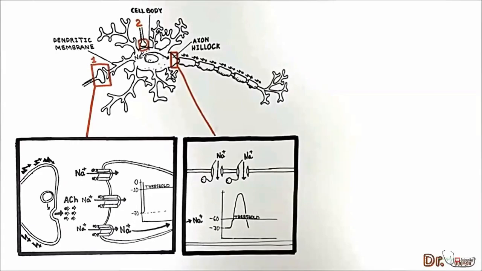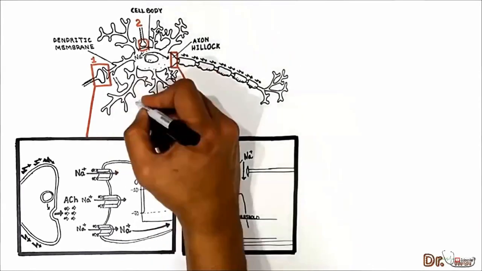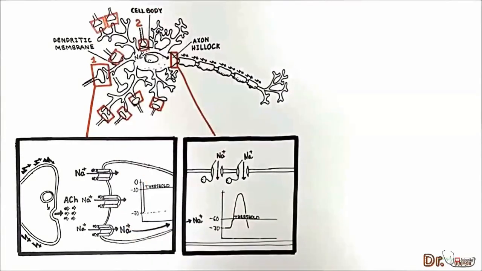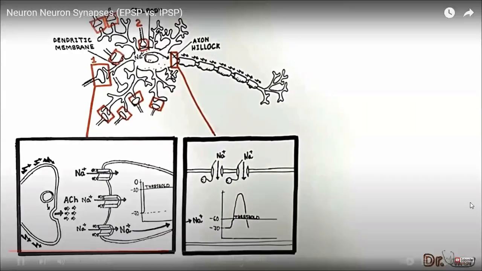Another important point to understand is that in these synapses, an action potential in a presynaptic cell is insufficient to produce an action potential in a postsynaptic cell. Instead, many presynaptic cells converge on the postsynaptic cell. These inputs summate, and the sum of the inputs determines whether the postsynaptic cell will fire an action potential.